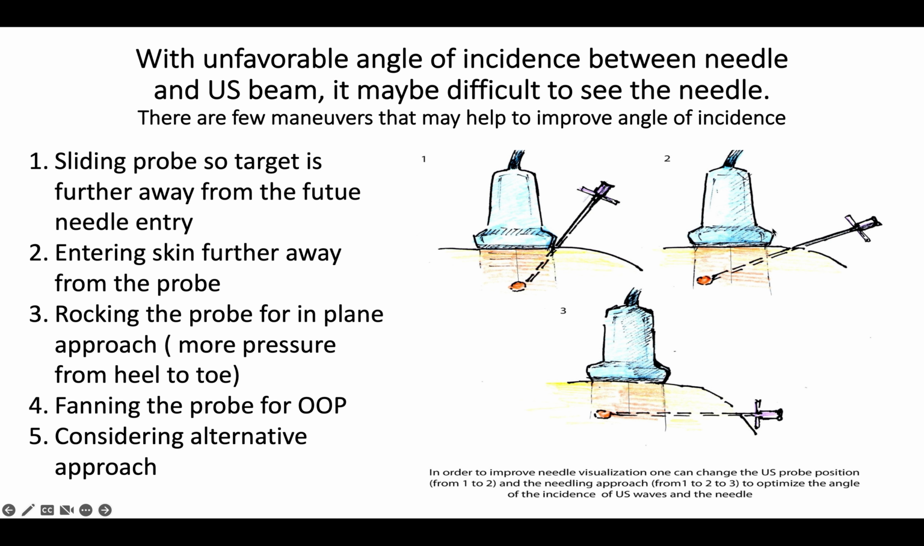First, we can slide our probe back a little bit, so now our target is not in the middle of the screen, but rather on the edge of the screen. Then instead of entering skin close to the probe, we can start a little bit further away. And as a result, we see that the angle between ultrasound probe and the needle is getting closer and closer to 90 degrees. Another way of improving angle of incidence will be rocking the probe, right? If we're thinking about in-plane needling, or fanning the probe appropriately when we're talking about out-of-plane needling.